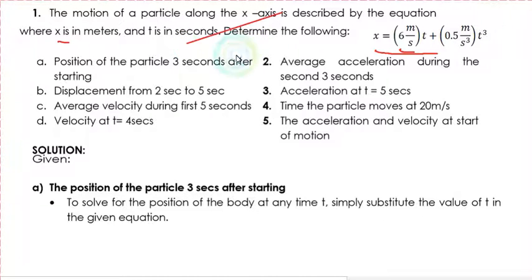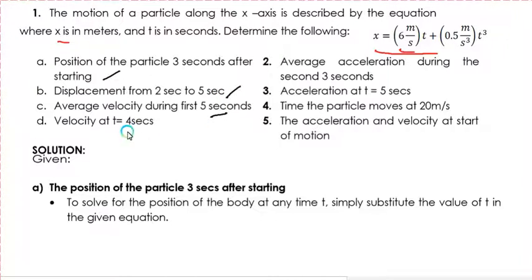So ang ginapapangita sa aton nga mga values are the following. So we are asked to find the value of number 1. So posisyon sang particle sa 3 seconds after sang nag-start siya. Next, we are also asked to solve for the displacement from 2 seconds to 5 seconds. So, given diri may kita duha ka boundary of time, halin sa 2 seconds pakato sa 5 seconds pila ng iyang displacement based on the certain nga equation. So, next, average velocity during first 5 seconds. So, we have to find sa average velocity sa first 5 seconds niya sa iyang motion.